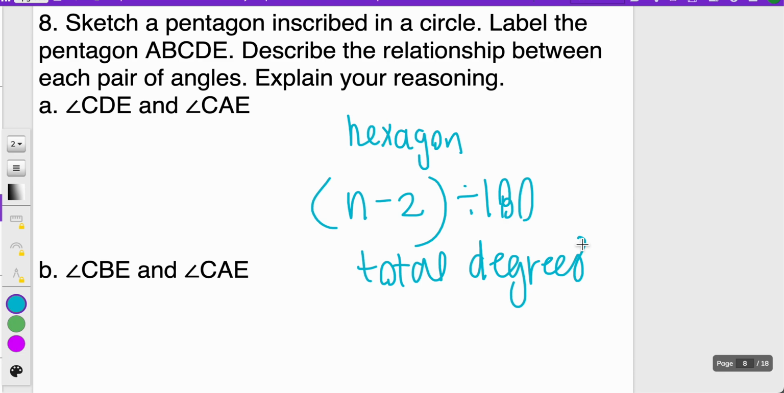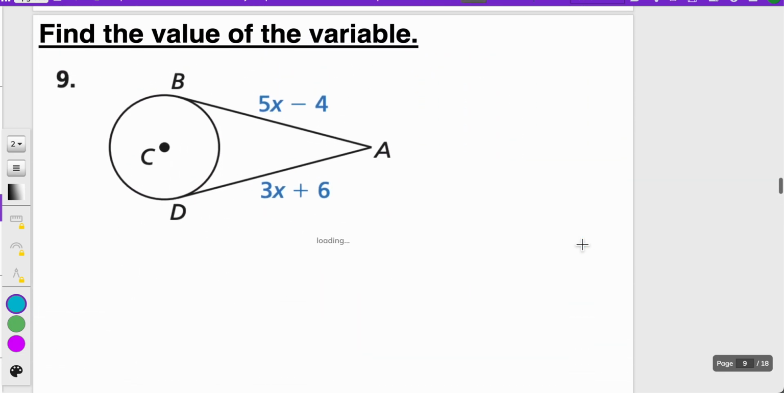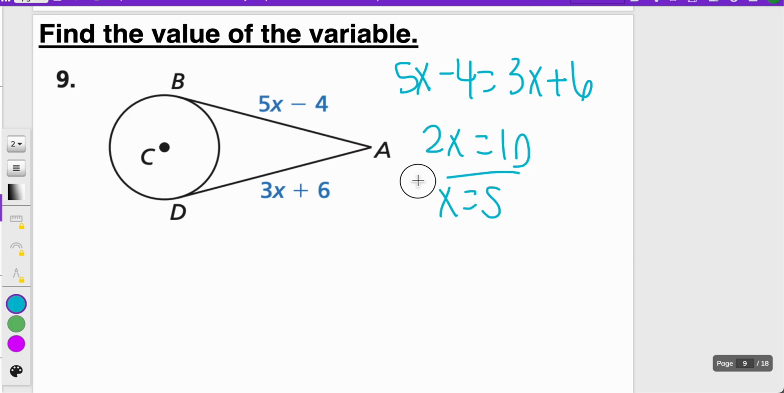And then that should help you with that question, okay? Number 9, find the value of the variable. You're just going to set these equal to one another. So 5x minus 4 equals 3x plus 6. 2x is equal to 10, so x has to be 5 for number 9.